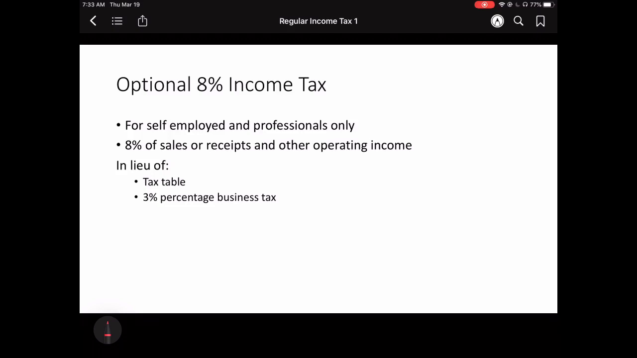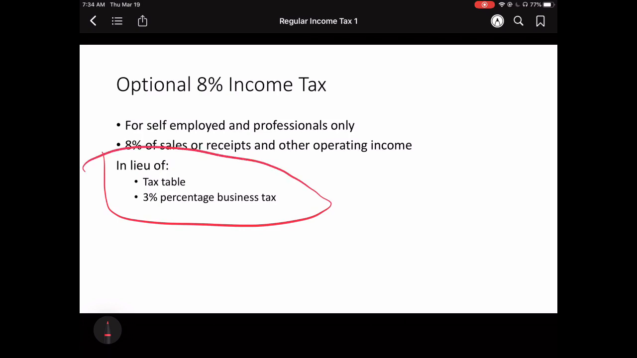It is not possible for purely compensation income earners. If you are a purely compensation income earner, you cannot use this. You are just going to compute your tax based on the tax table previously discussed. Here, the optional 8% income tax is for the self-employed or for those who engage in business. This is in lieu of the tax table and the 3% percentage business tax.